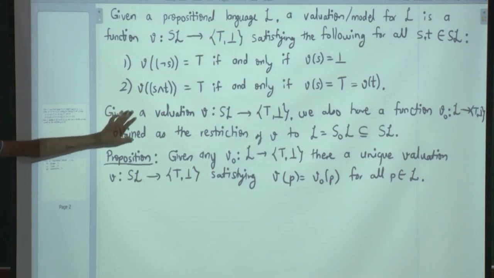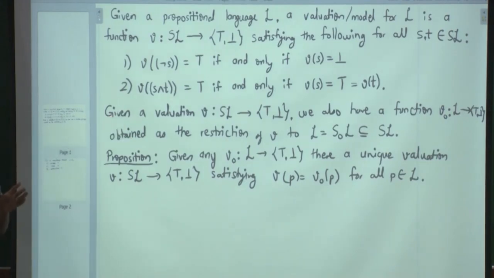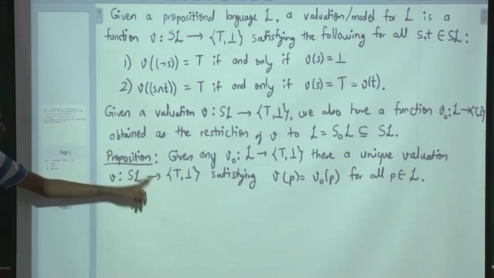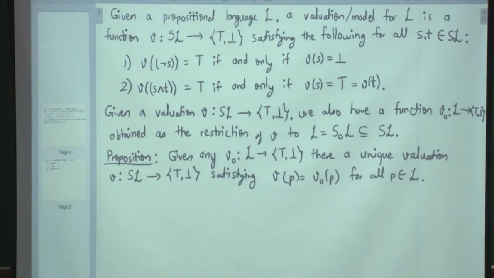So, see, what does this statement say? That every valuation restricts to a function on the language. Now, here we are saying that every function extends to a unique valuation on the set of L formulas. Is this surprising? See, if I have variables P and Q, and I want to assign truth value to P conjunction Q, and I know the truth values of P and Q, then can I assign the value to P conjunction Q? Can I assign value to negation Q? So, everything is automatic, right?